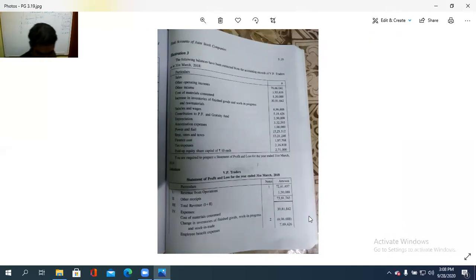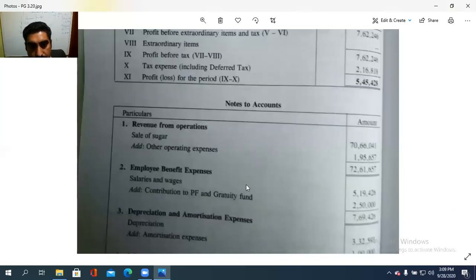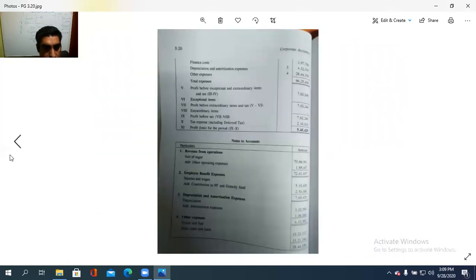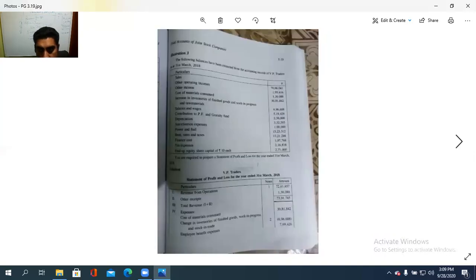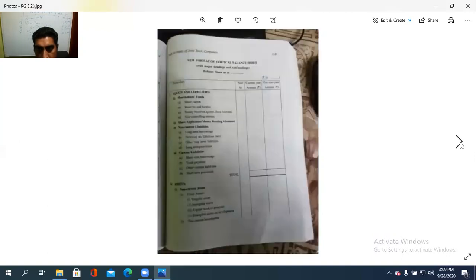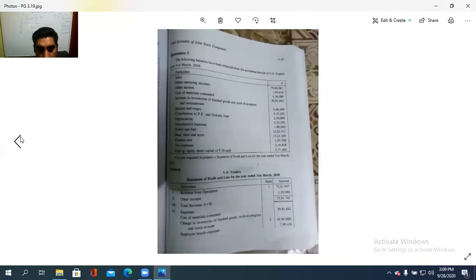So we will check it. How is it calculated? So change in the income. Here the second item is not that one. The employee benefit expenses is the second item. That is also a printing mistake. Increase in inventories of finished goods, work in progress, and raw material.